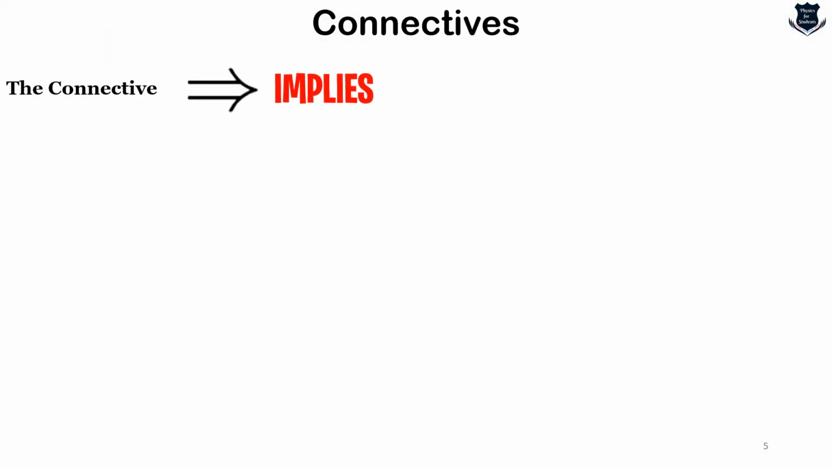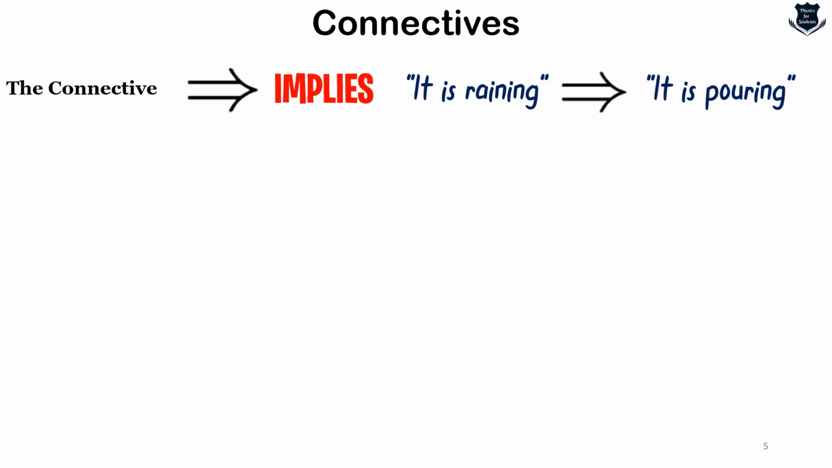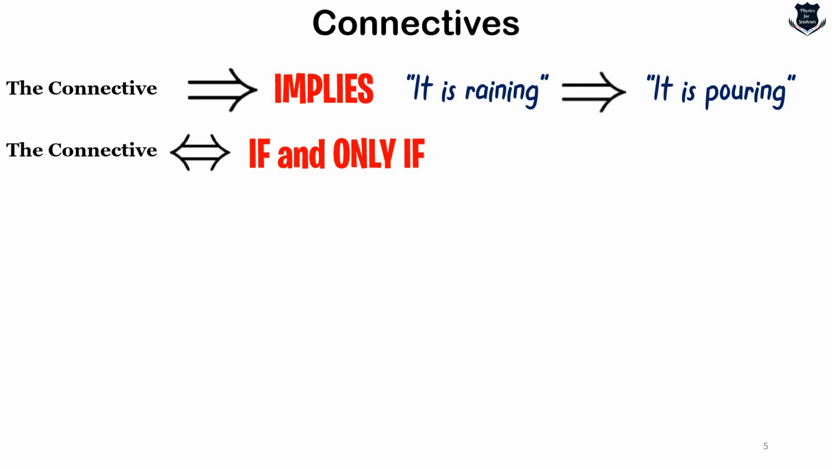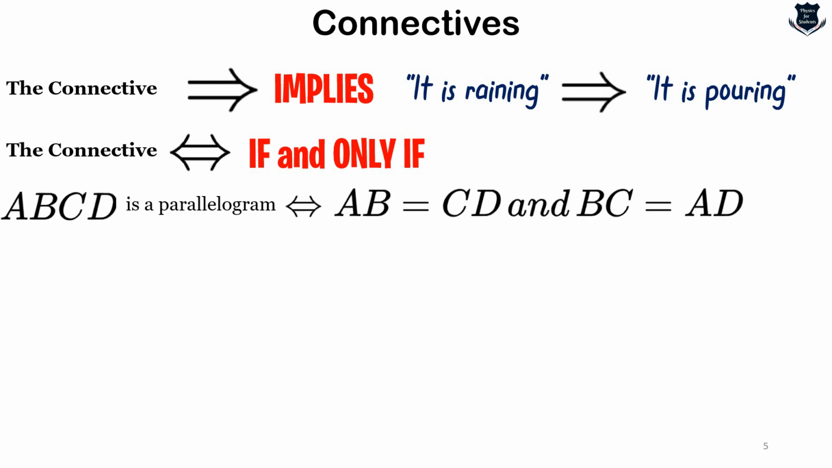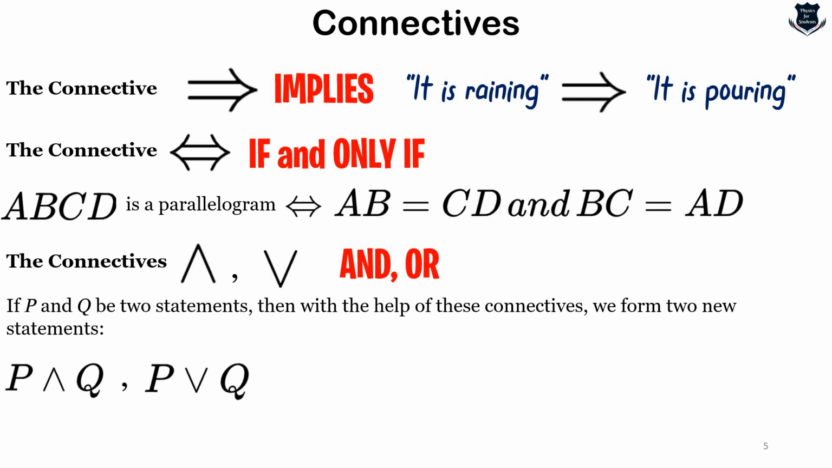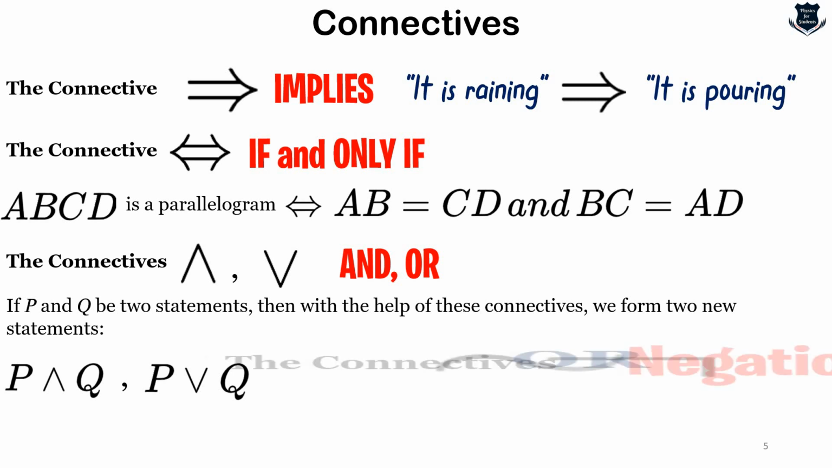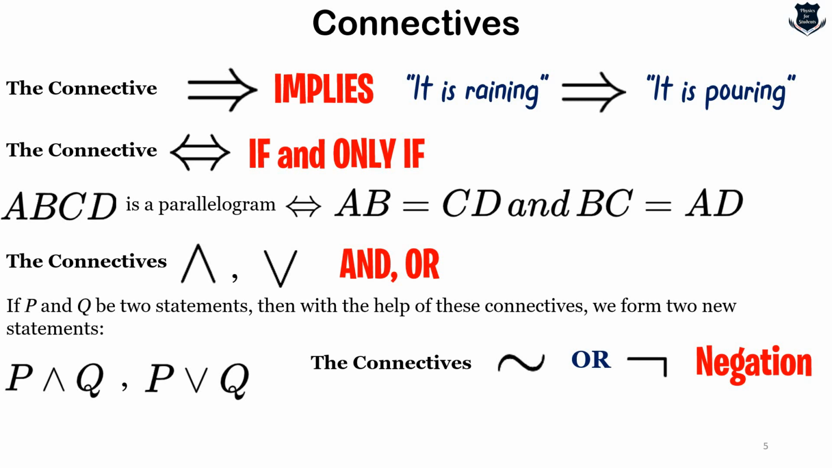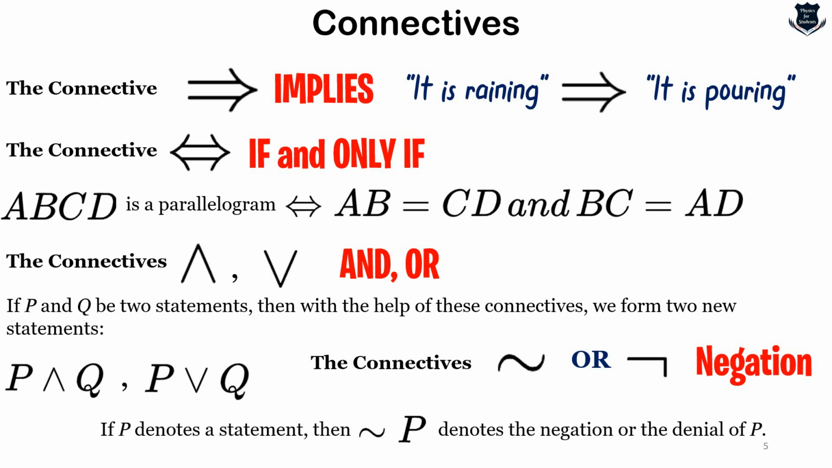We also covered something called connectives. This sign means implies, so it tells: it is raining implies it is pouring. This double arrow sign is if and only if. So for example, ABCD is a parallelogram if and only if AB equals CD and BC equals AD. These signs are basically and, or. If P and Q are two statements, with the help of these connectives we form two new statements, P and Q and P or Q. This sign is called a negation. That means this shows something negative. So if P denotes a statement, then not P denotes the negation. That means this is not the statement.